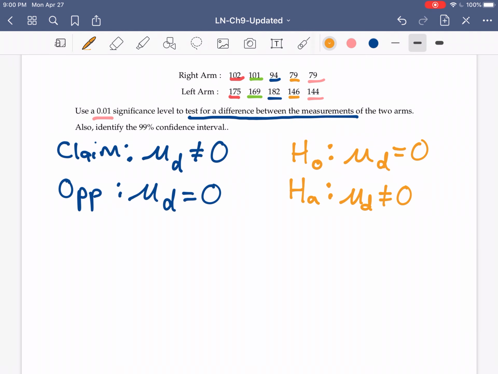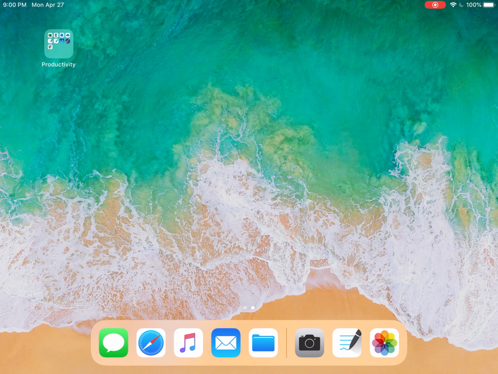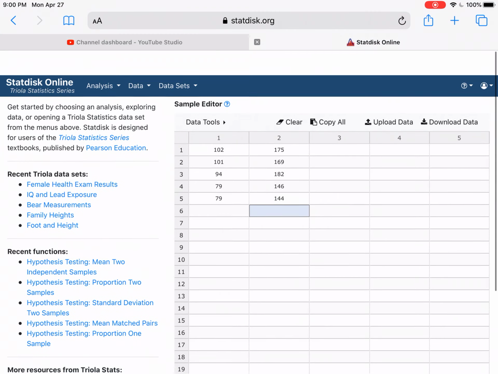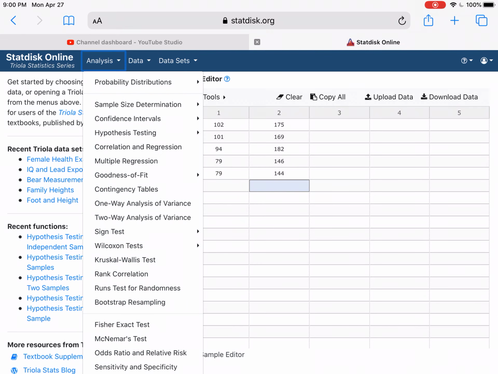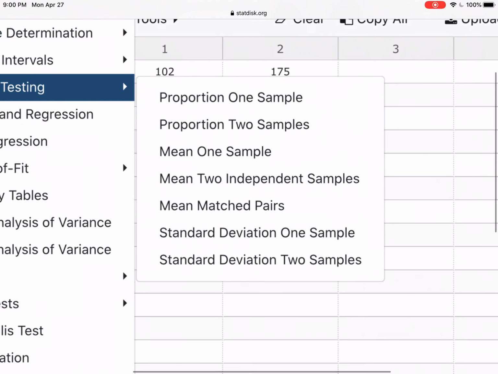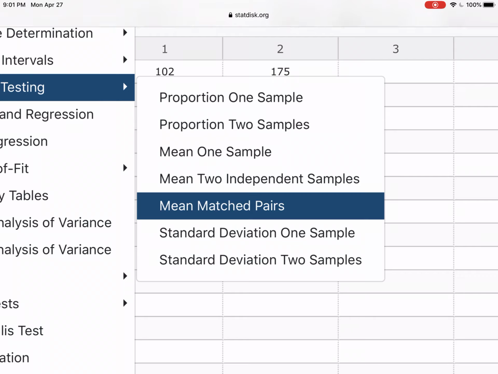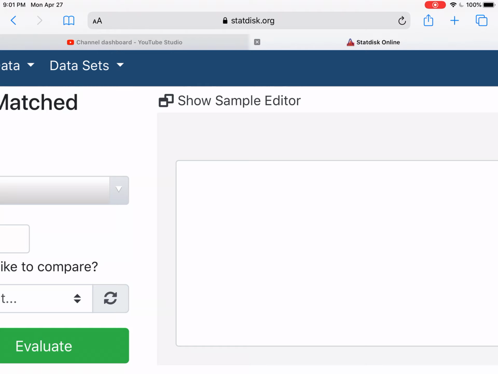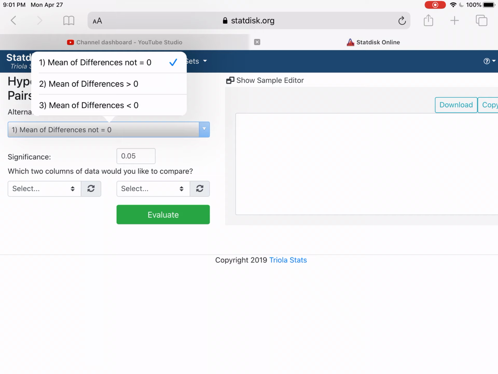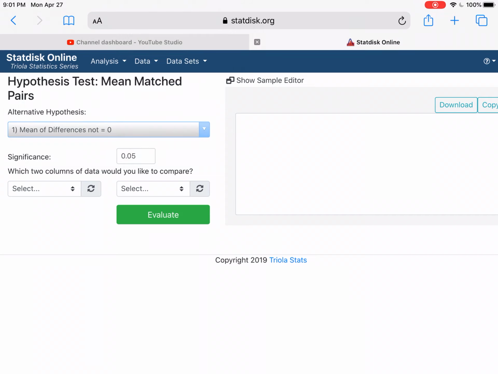All right, so we're going to go to StatDisk. I've already entered the data values into columns 1 and 2. We are going to choose analysis. We're doing hypothesis testing. This hypothesis test is about dealing with means, so we have 3 options here. The third of those options is matched pairs. So we have the left and right arms. Those are paired together, and so we choose that.